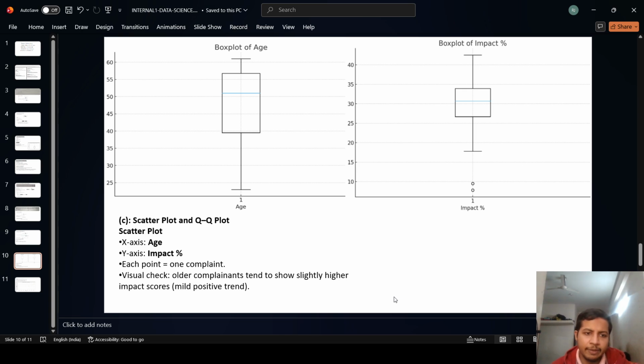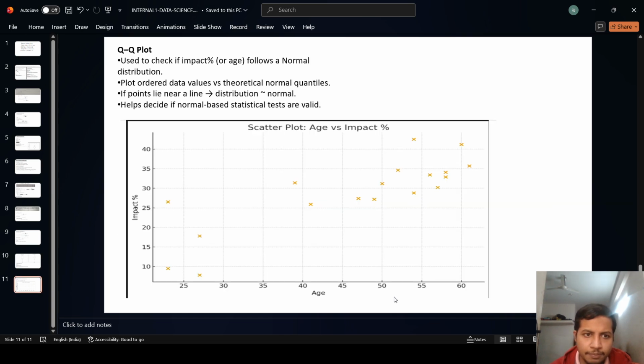Now the C part reads: scatter plot and QQ plot. For the scatter plot, on the x-axis we take the age, and on the y-axis we take the impact percentage. Each point equals one complaint, and we do a visual check. Older complaints tend to show slightly higher impact scores, a mild positive trend.